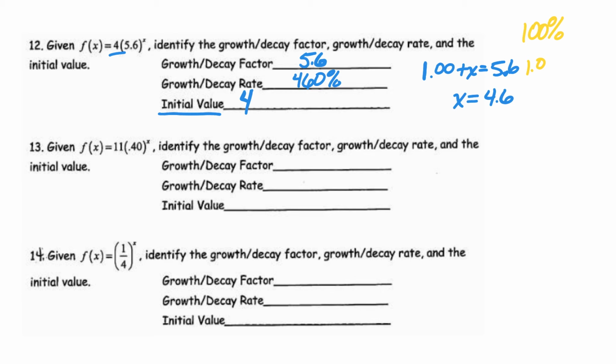It's growing 460% because we initially started at 1, so this has a rate of 4.6, which is 460%.